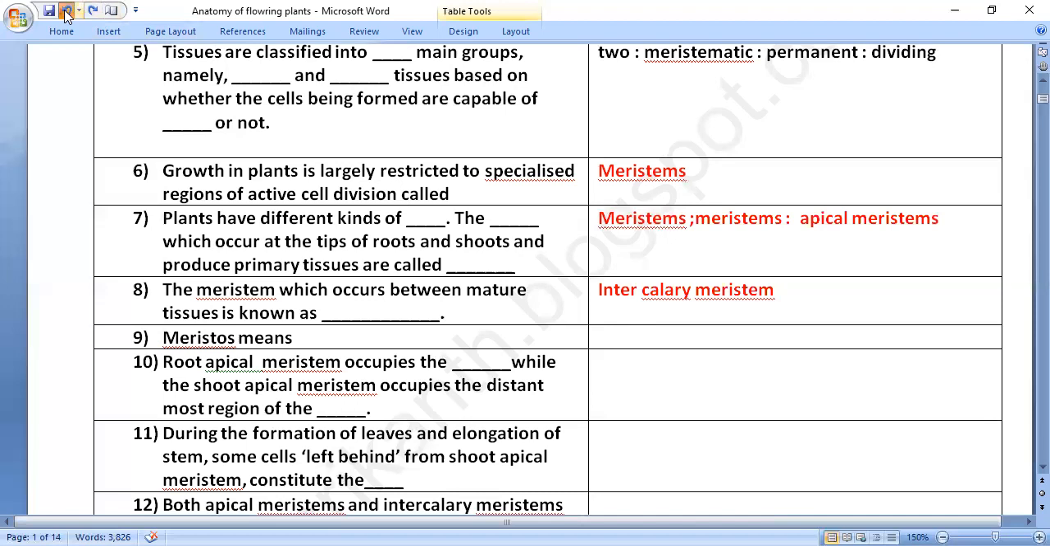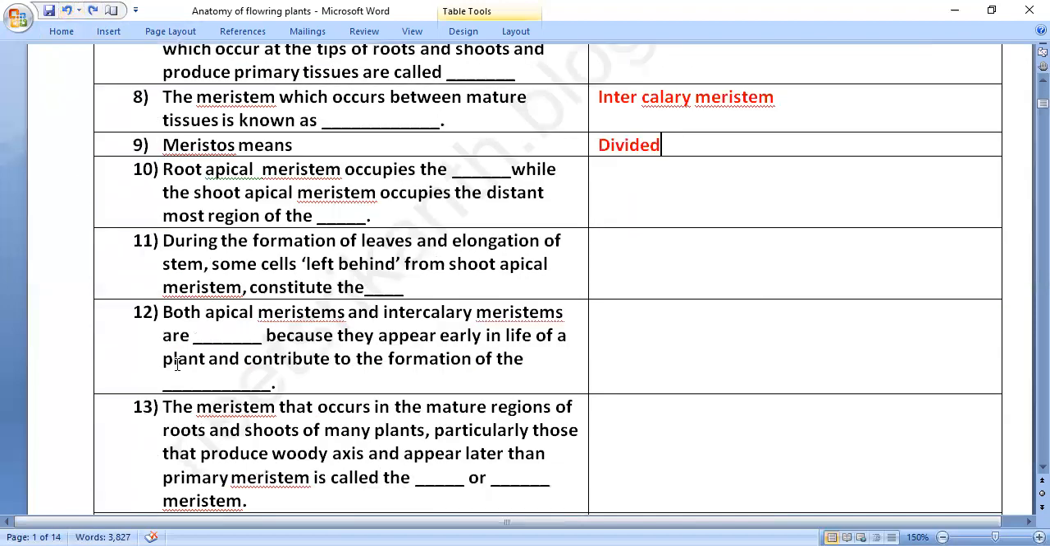Meristos means divided. The root apical meristem occupies the tip of the root, while the shoot apical meristem occupies the distal-most region of the stem axis. During the formation of leaves and elongation of the stem, some cells left behind from the shoot apical meristem constitute the axillary bud.